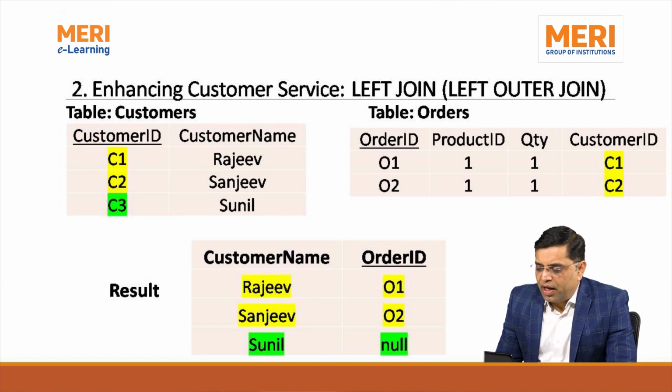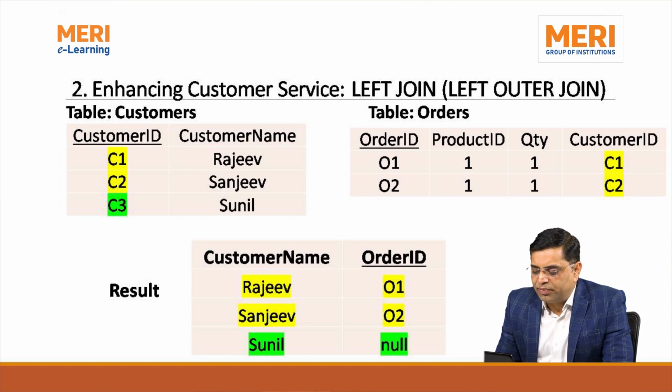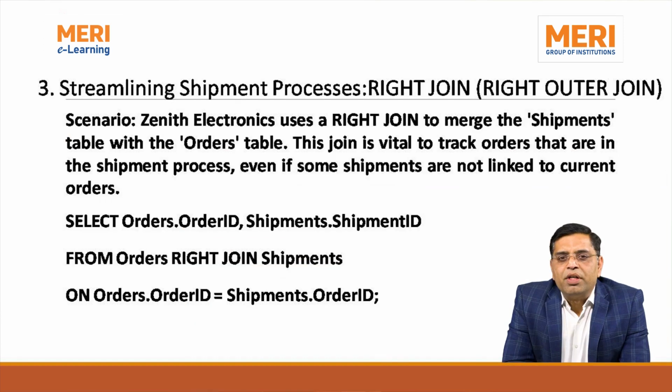Now in this we have two tables, customers and orders. In customers we have customer ID and customer name. In orders we have order ID, product ID, quantity and customer ID. The left join keyword ensures that all records from the customer table are included in the result set, regardless of whether there is a matching record in the orders table. So, if there is no matching record in the orders table, null values are returned for the order ID column.